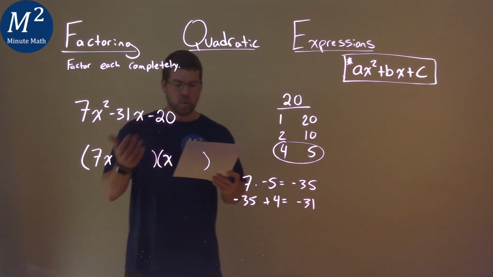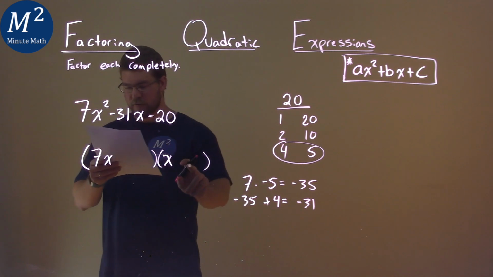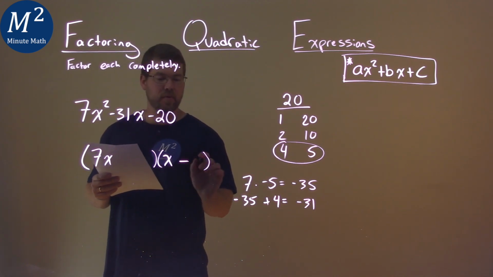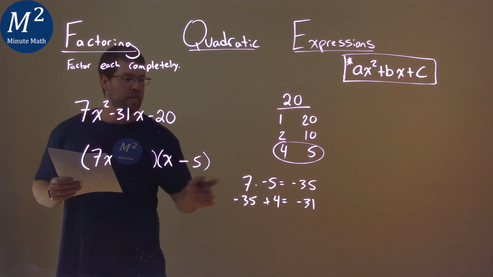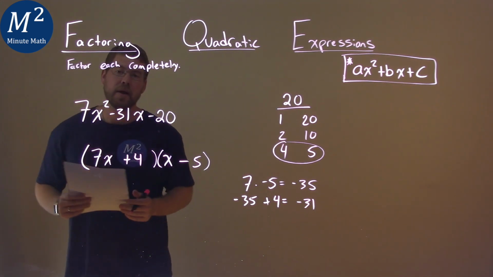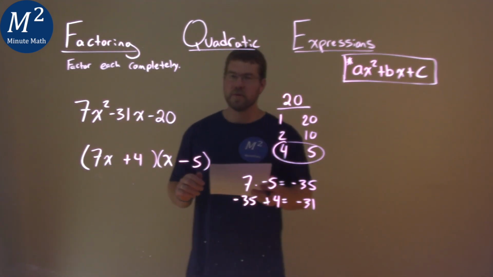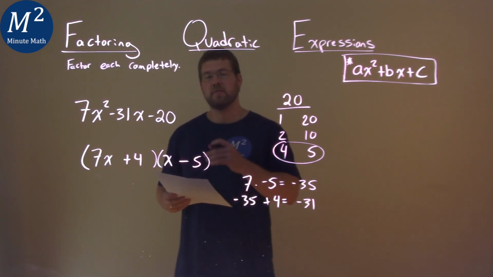So how do we write our order here? Well, we know 7 has to be multiplied by the -5. So the -5 actually has to go in the second parenthesis. And then its pair, the +4, right here, goes right there. And so our factored final answer is just 7x plus 4 times x minus 5.